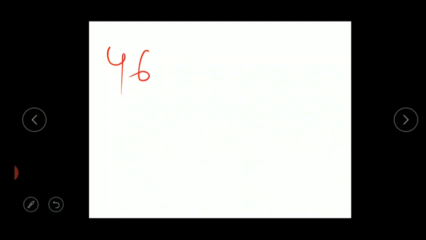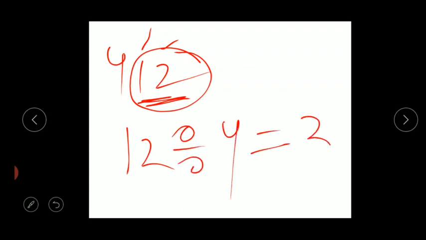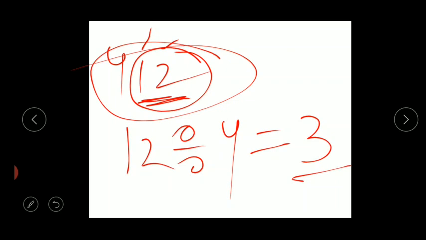Let's consider 412. Now you will consider only the last two digits, that is, the ones and tens positions. Check whether this 12 can be divided by 4 or not. Yes, it can be divided by 4, the answer is 3. So your 412 is divisible by 4. This is the way to check whether the given number is divisible by 4 or not.